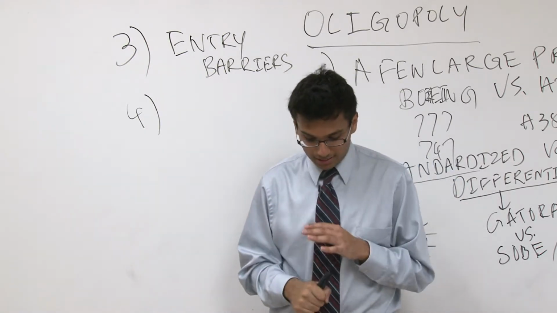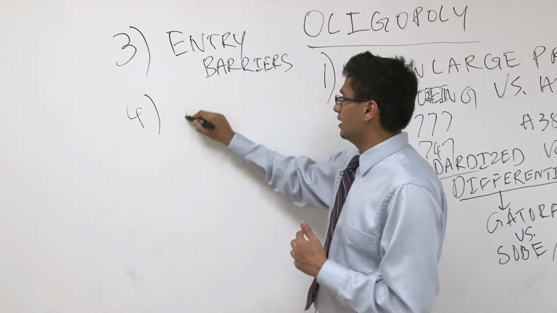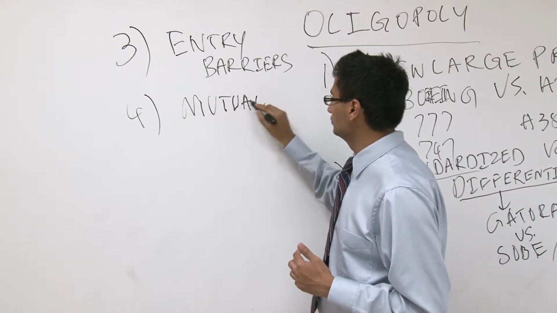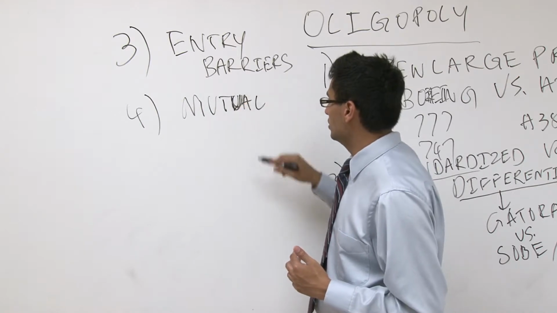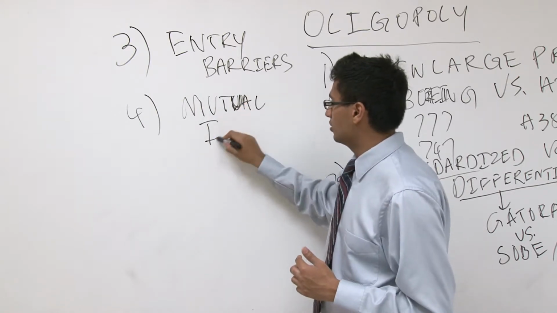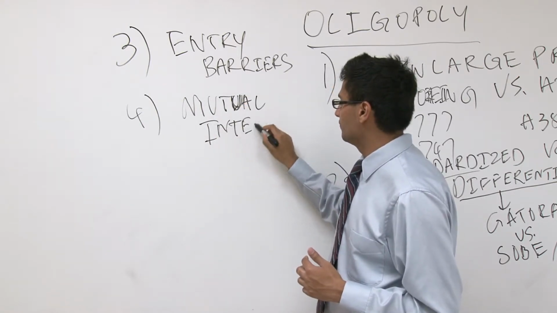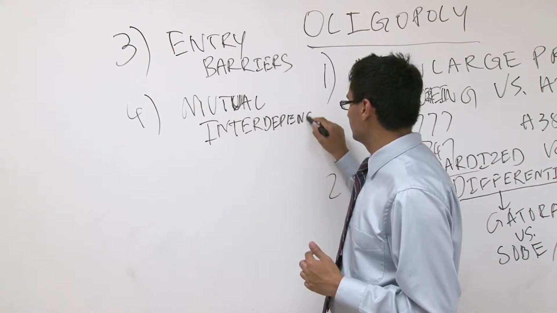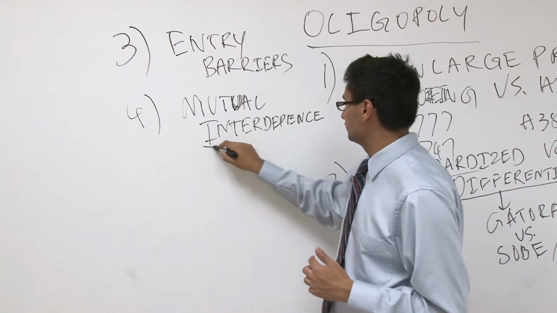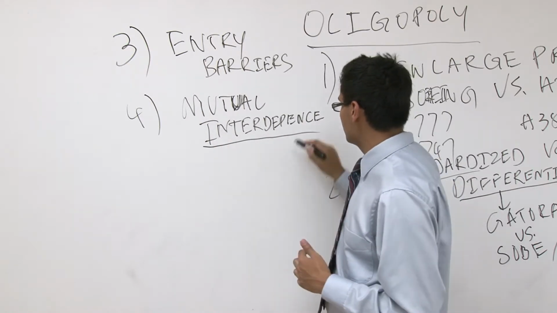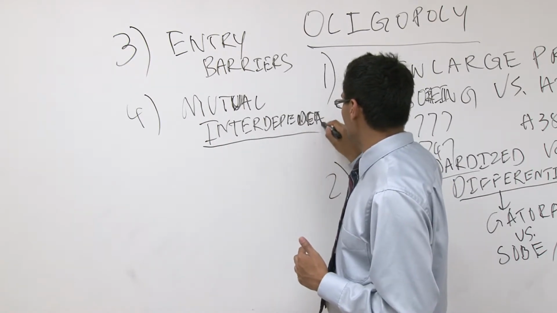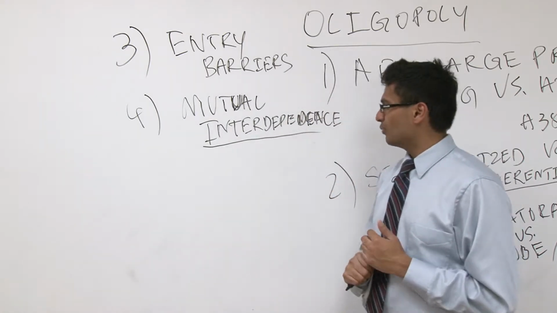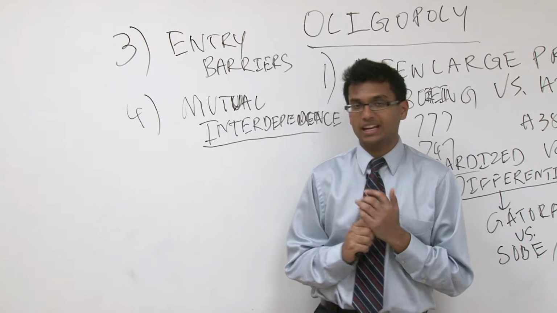Number 4 says that there's mutual interdependence, okay? Mutual interdependence. So what do we mean by this? I am not spelling well today. Okay. Mutual interdependence.